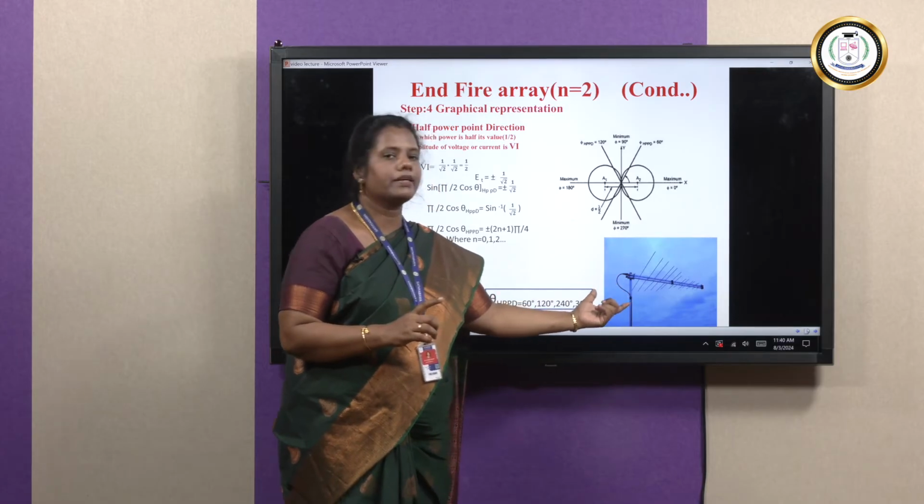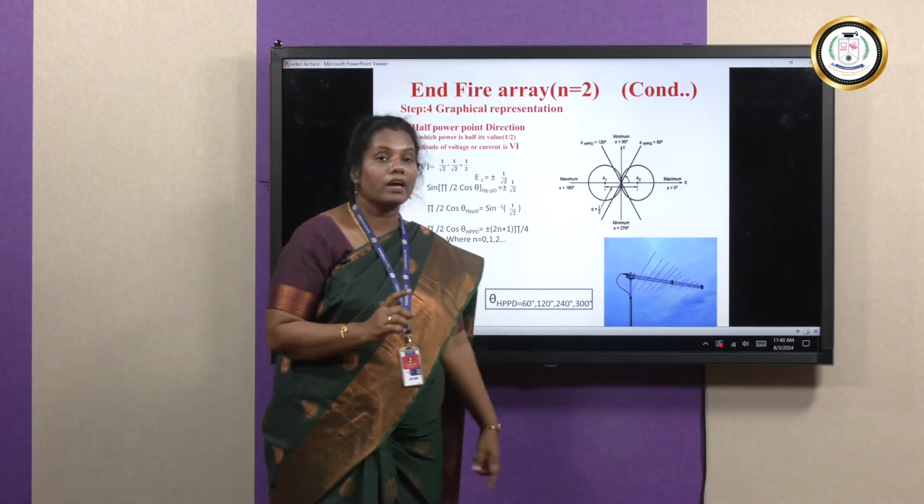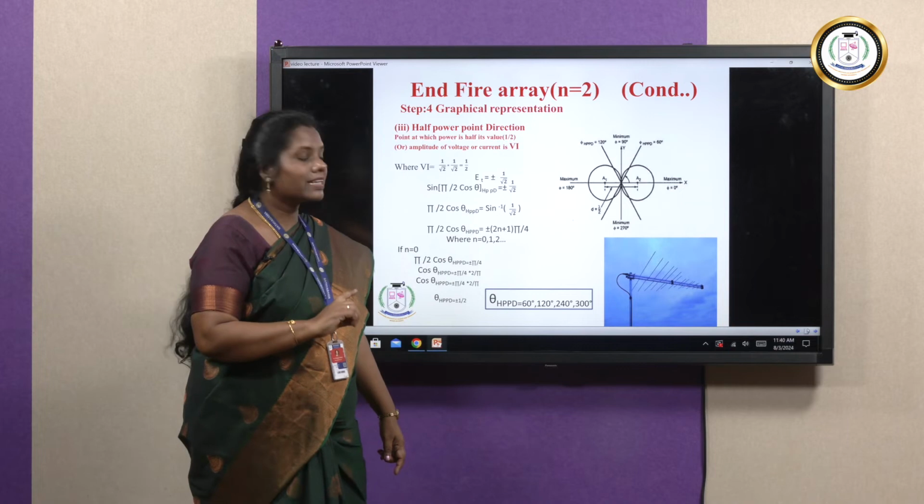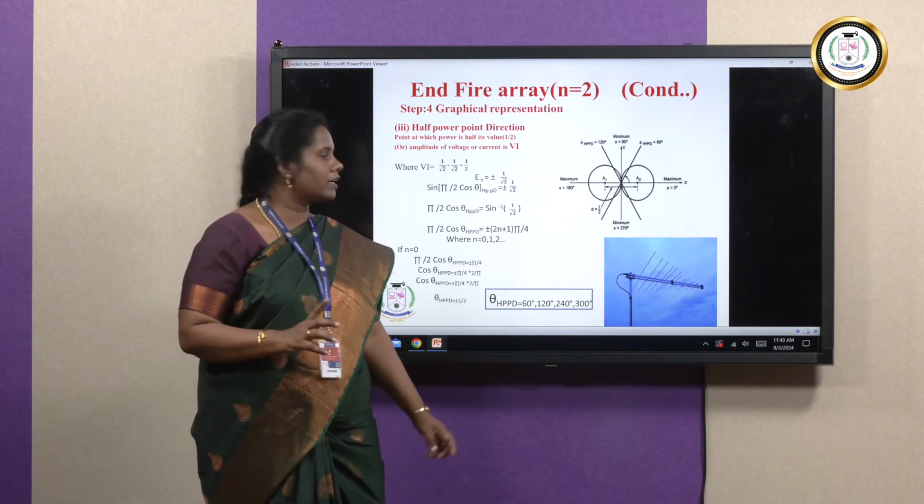This end-fire array is an example of a fishbone antenna. This is a familiar antenna, said to be the Yagi-Uda antenna, used to increase the field strength in one particular direction.